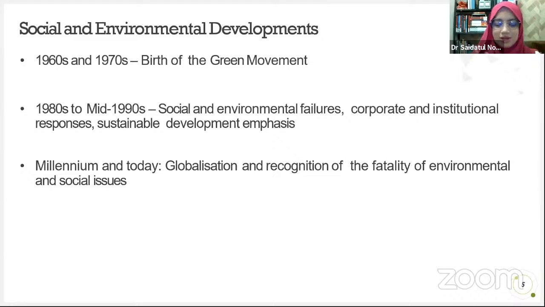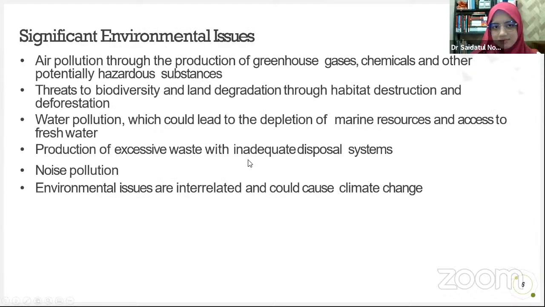So you cannot deny it. The matter of fact is what we're doing about it. All right, so that is the development. It has been forever. So we look at what are the significant environmental issues that are normally there. A lot of countries are experiencing it. First of all, it's air pollution to production of greenhouse gases, chemicals and other potentially hazardous substances.